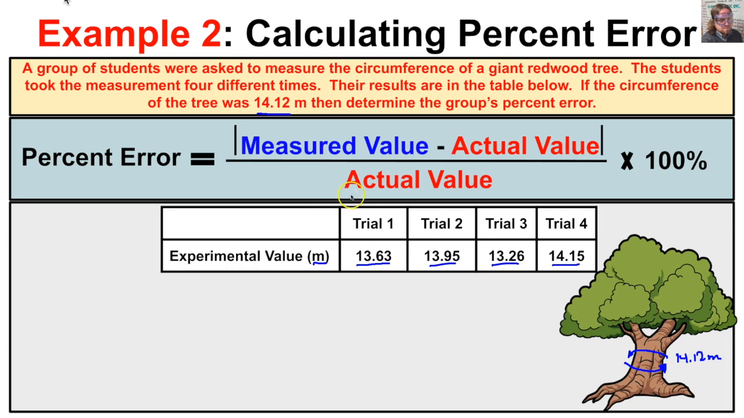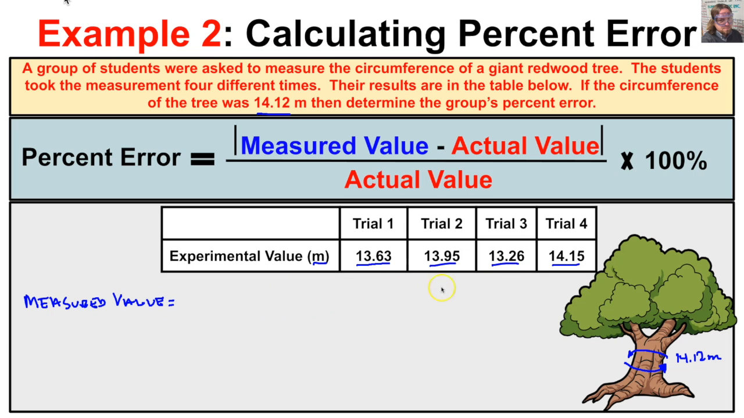So what we have to do is first figure out the measured value. We have 4 different trials here. So how do we get the measured value from 4 different trials? Well, we're going to take an average of trial 1, trial 2, trial 3, and trial 4. So let's go ahead and get their measured value. To get it, we're simply going to take an average.